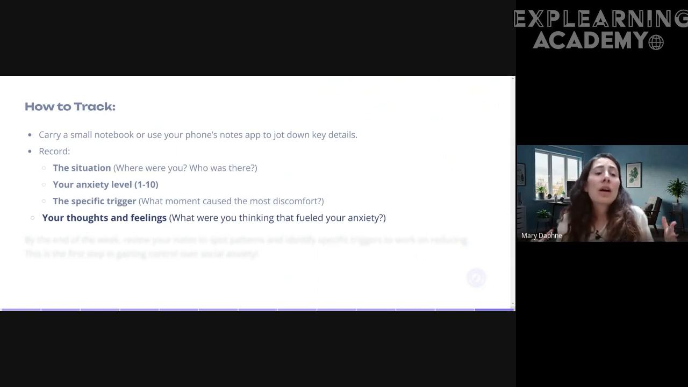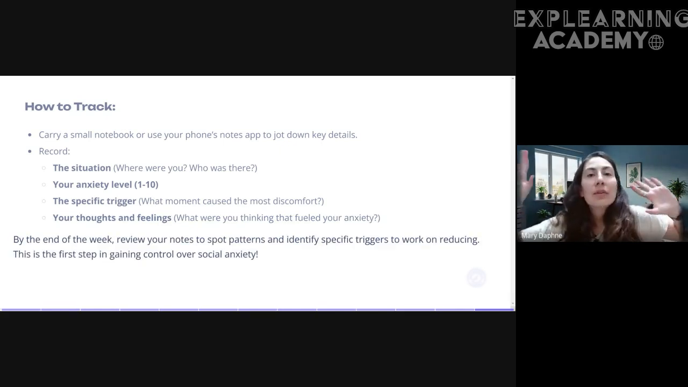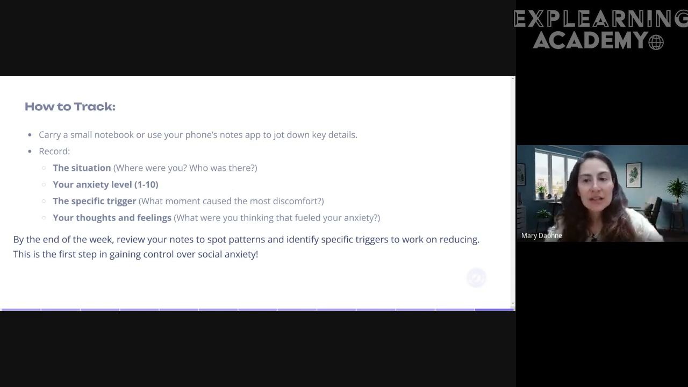And then lastly, I want you to think about your thoughts and feelings. What were you thinking that caused this anxiety to manifest? Was it a focus on yourself? Was it a fear of rejection? Was it that you had a bad day and that kind of trickled down into the rest of your interactions for the day? What is it? And so by the end of the week, I want you to review your notes. I want you to look for some patterns. Okay, let's do some pattern recognition so that you can identify specific triggers and work on reducing them. Honestly, the first step is just gaining control over social anxiety, and the rest will fall into place, particularly with the more exposure you have and the more practice you allow yourself to have, essentially.